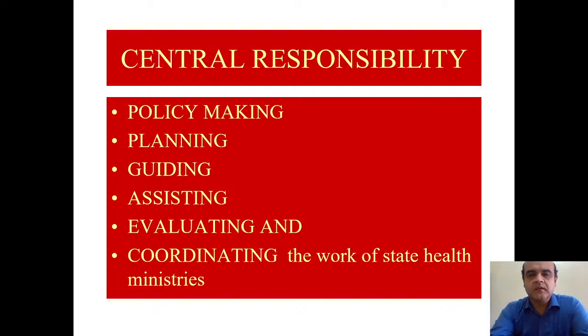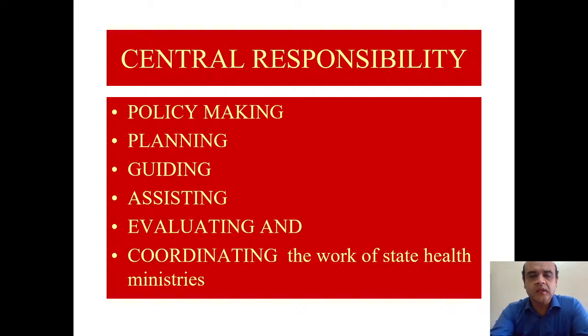Guiding is again a central responsibility. They of course deliver the healthcare system to the state level and the grassroots level, but the guidance is required for the specific skills to tackle the problem and run the program. Assisting with funds and logistics is important, and assisting with skills is important.